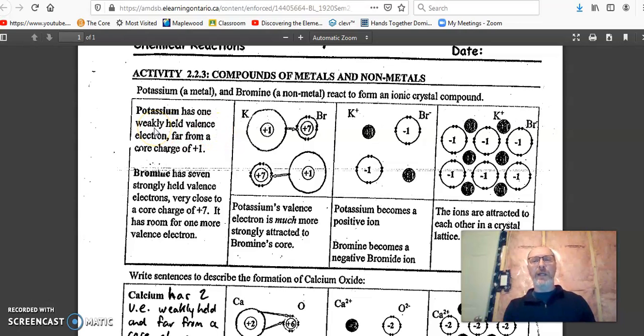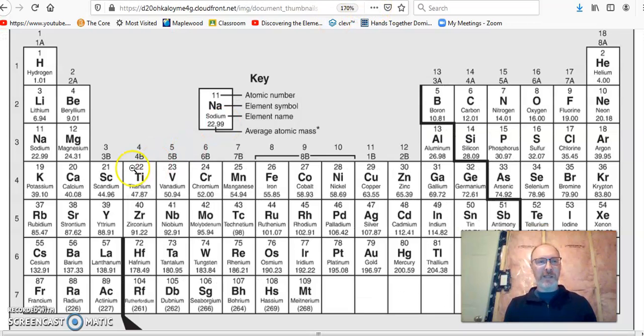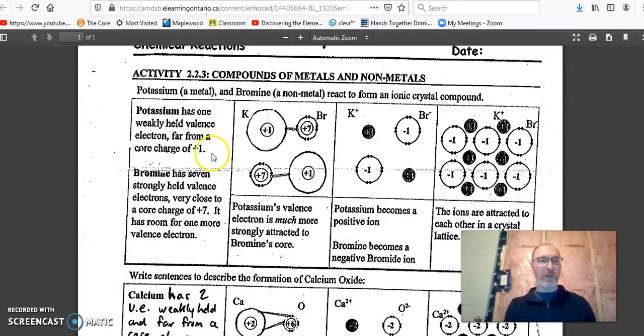How do we know it's weakly held? Well, the fact that potassium is on the left-hand side means it's quite a large atom. As you move from left to right across a period on the periodic table, atoms are getting smaller. And so potassium is quite a large atom, plus it's down in period number 4. And atoms get larger as we move down a group. So potassium is quite a large atom, and you can see that in the drawing that's here.